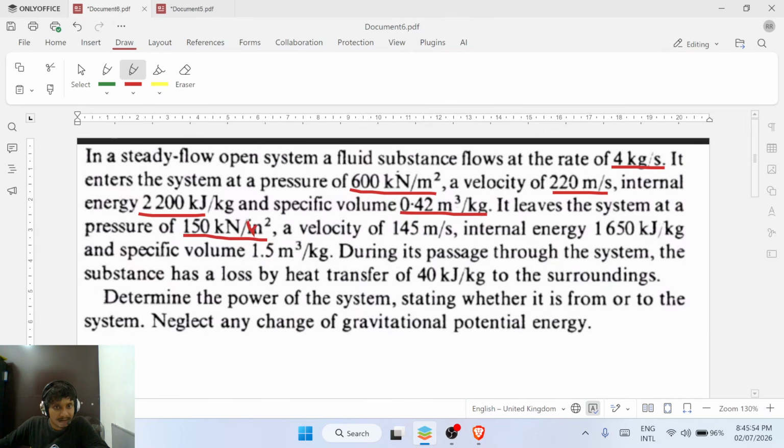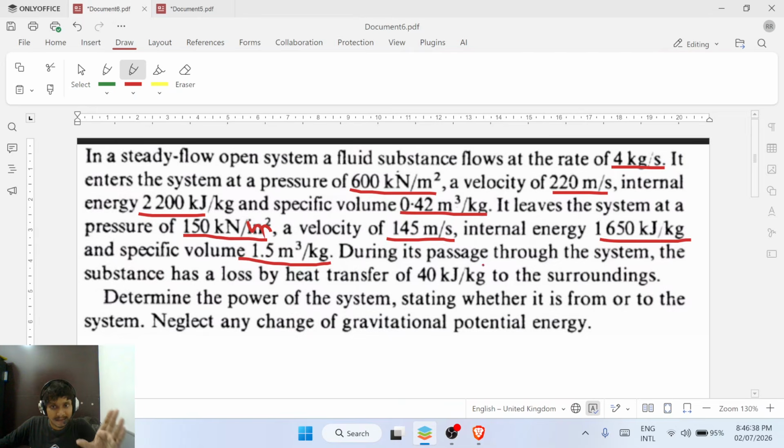It leaves the system at a pressure of 150 kilonewton meter minus 2, that is, kilopascal, with a velocity of 145 meter per second. The final internal energy U2 is 1650 kilojoule per kilogram, and the specific volume V2 is equal to 1.5 meter cube per kilogram. During its passage, the fluid is passing from one place to another. That is the given data.